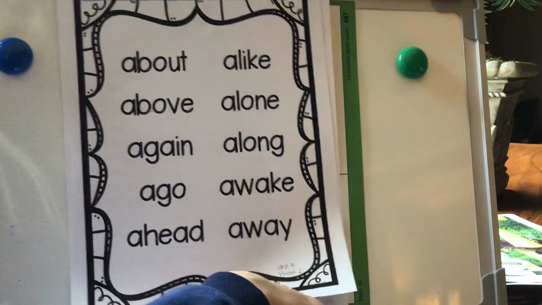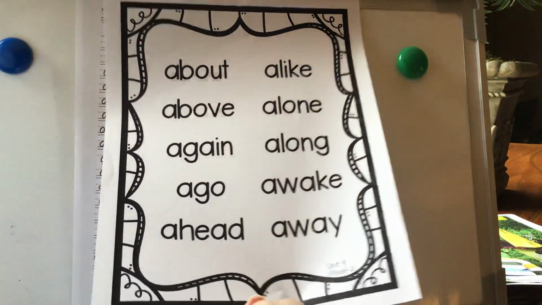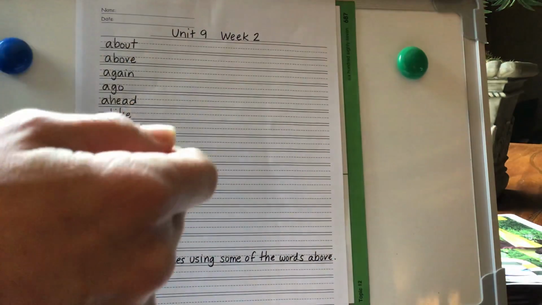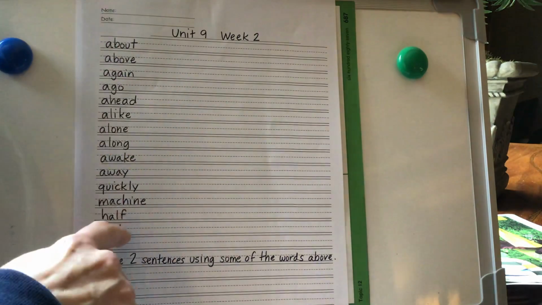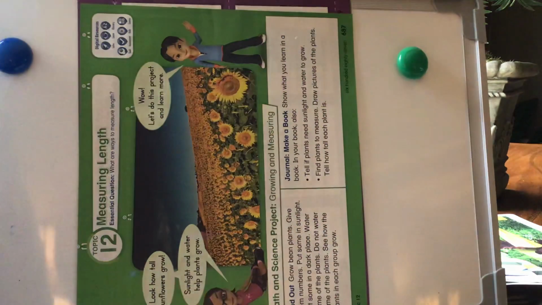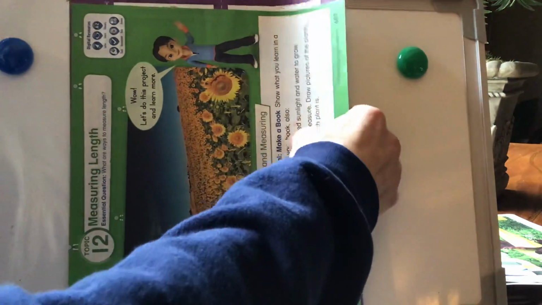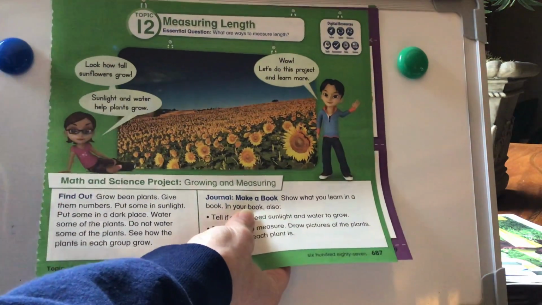So for second grade, we have our list of spelling words for the week. And you're going to go through and do each of your spelling words 3 times and write 2 sentences using some of the words. And again, you should be able to do all of this independently. And then we're going to get into our topic 12, measuring length, lesson 1. And again, I'll have separate YouTube videos for all of the math that we teach.